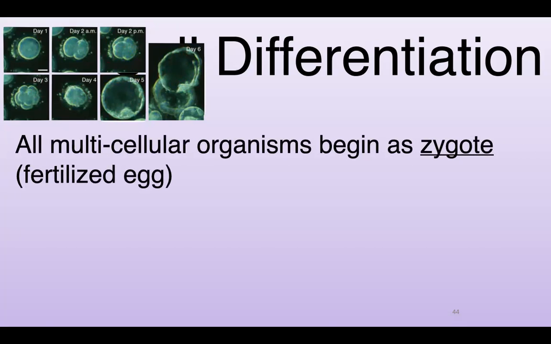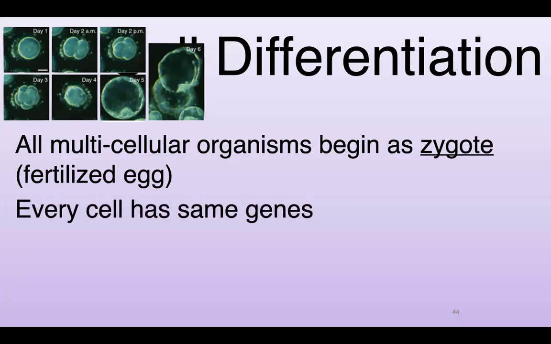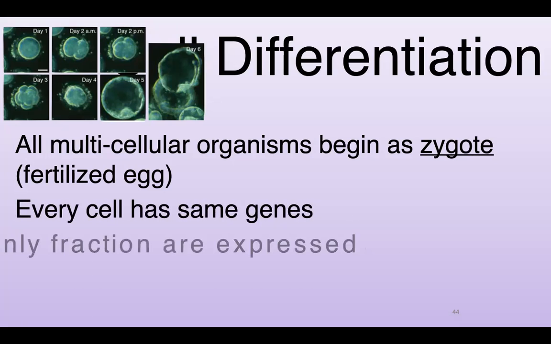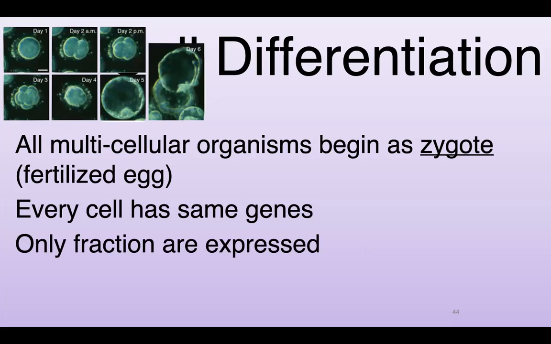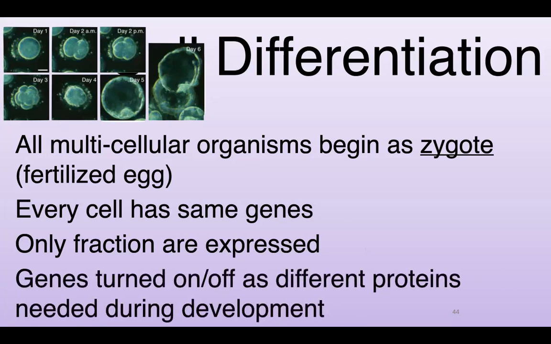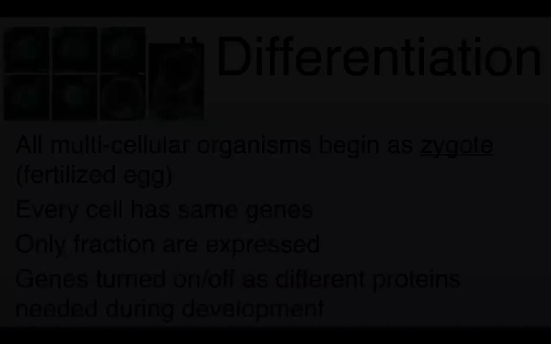All multicellular organisms begin this way as something called a zygote, okay? A zygote is a fertilized egg. Every cell has the same genes, but only a fraction of them are expressed. Genes are going to be turned on and off as different proteins are needed during development. There are very specific proteins and enzymes that are made during this process of development that are not needed once you are born. And so that's why gene expression is so important.